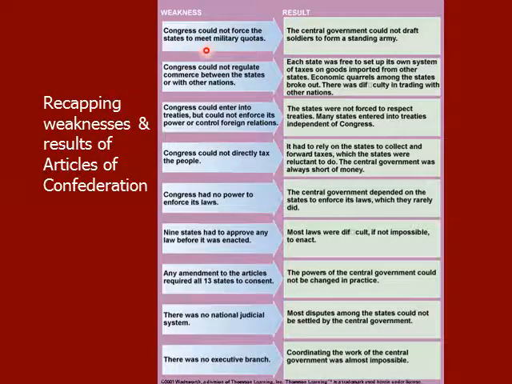Congress was not allowed to force states to send soldiers to the military. Congress could not regulate commerce. There was no interstate commerce clause. Congress could not enforce its treaties, even though they could write them. They could not directly tax. They had no enforcement mechanisms. Nine states had to approve any law that was passed out of the 13 states. All amendments had to have a unanimous decision from the 13 states. There was no judicial court system, and there was no executive branch. So these are the main problems that the Articles of Confederation had.